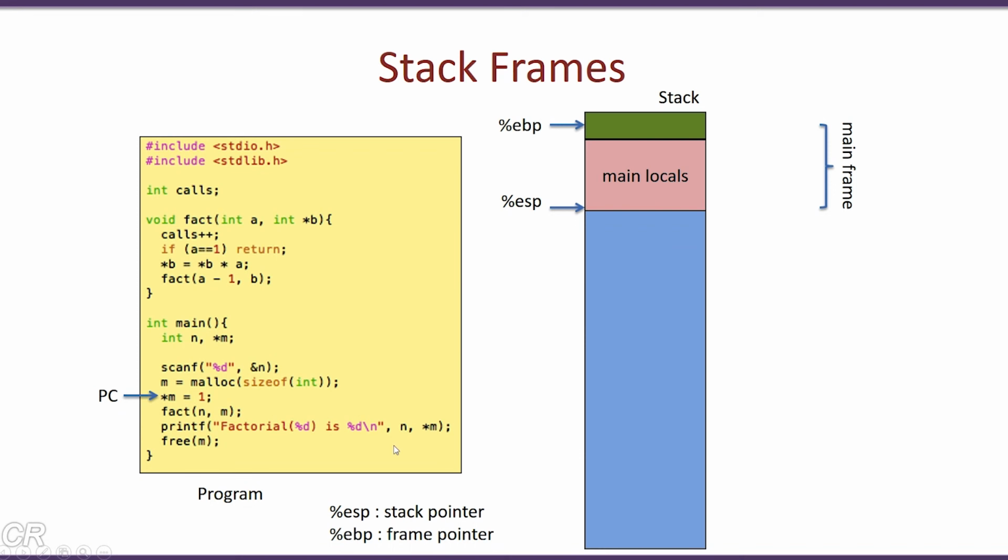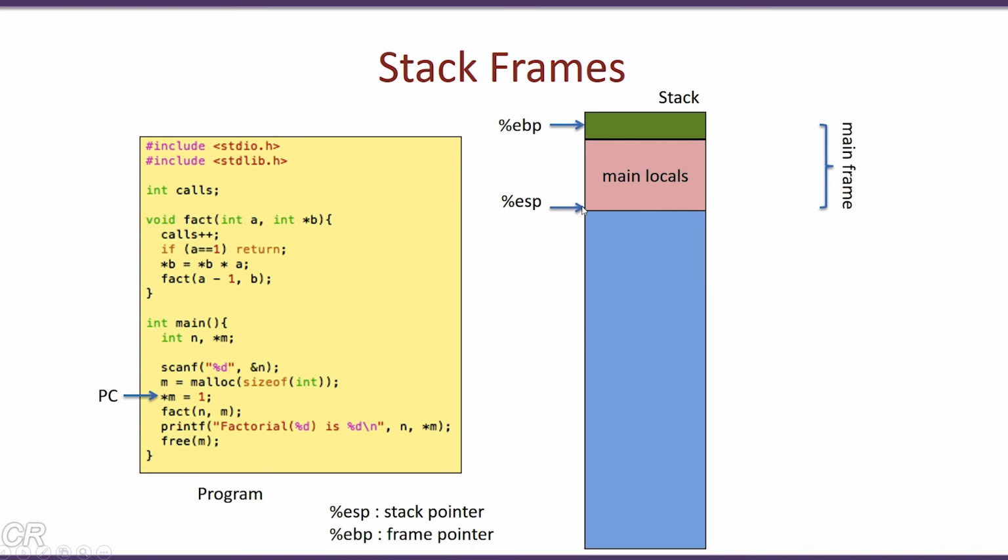To understand how the stack is managed, we would have to know about two registers. One is the stack pointer register, which is denoted as ESP, and the other one is the frame pointer register, which is denoted EBP. Now we represent the stack by this particular diagram. So we have the frame pointer pointing to a location in the stack, and we have a stack pointer pointing lower down in the stack.